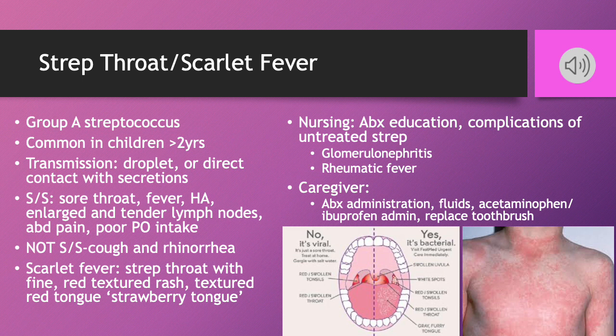Scarlet fever is strep throat with a fine red textured rash. It's a sandpaper-like rash, and also a red tongue called a strawberry tongue. You can see a picture in the bottom right hand of your screen. Nursing interventions: we need to educate our clients on antibiotics and making sure that they complete the entire course. There are complications that can come from untreated strep throat, including rheumatic fever, which is a serious illness, and it includes inflammation of the heart and blood vessels and joints, so we do not want it to turn into rheumatic fever.